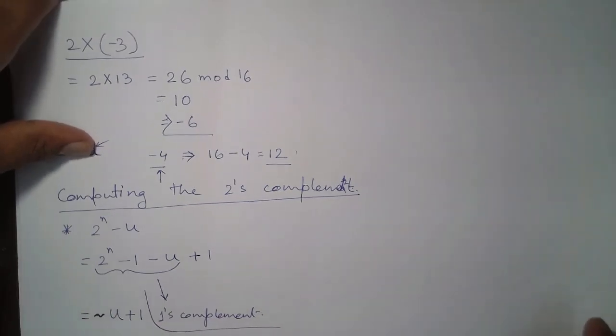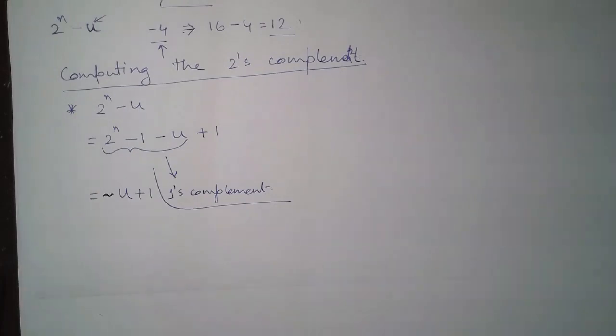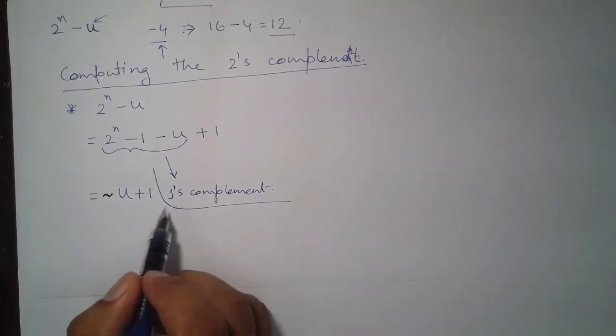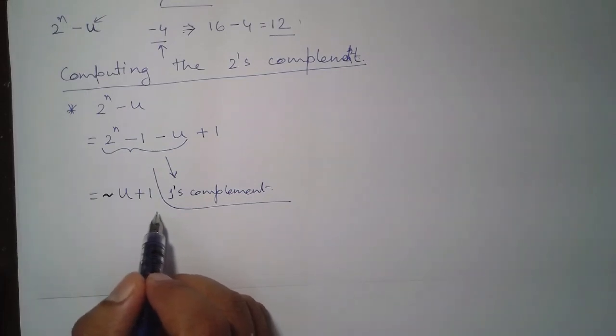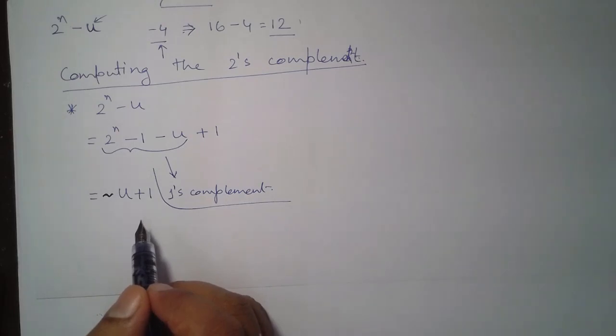So, this is much faster compared to doing this operation. So, I can quickly find out 2's complements of any number by flipping all the bits and then adding 1.